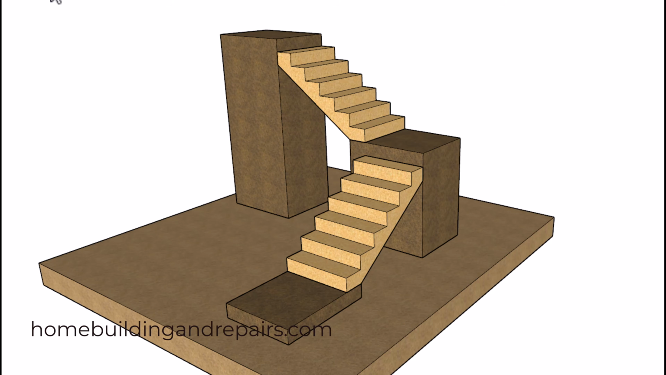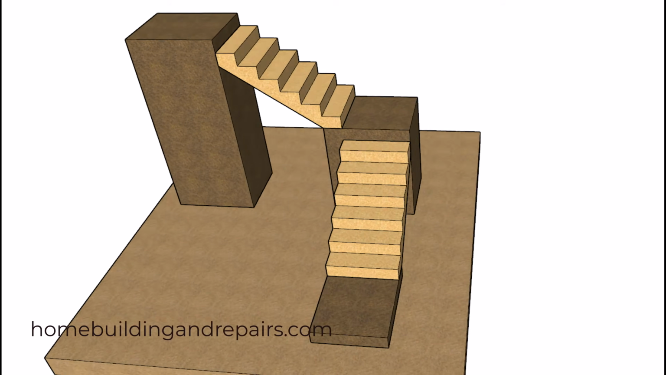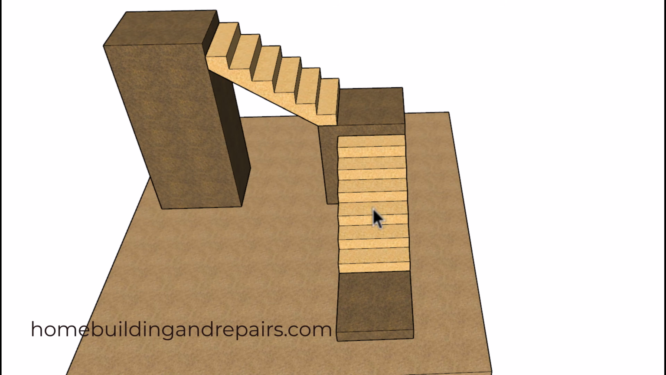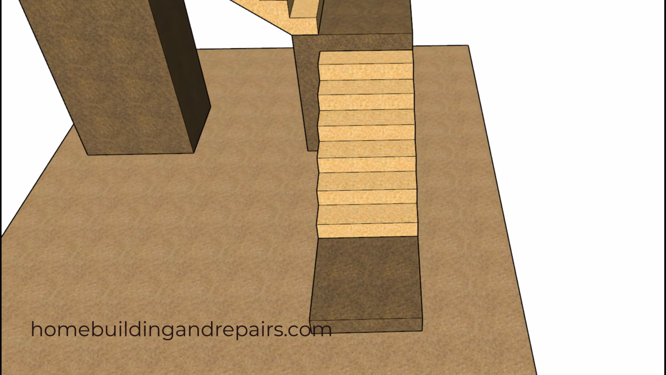So let's go ahead and start with the minimum width on a stairway. This is going to be the distance between one side and the other side, and that's usually going to be 36 inches. Next up, let's go ahead and take a look at the landing.